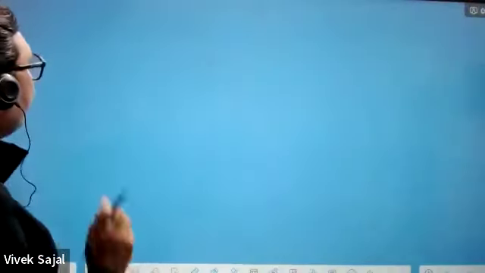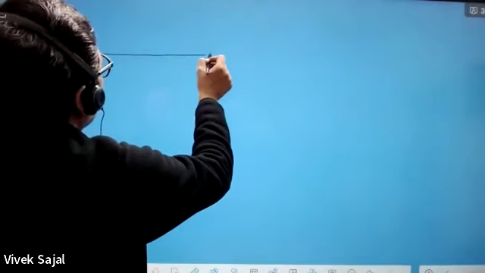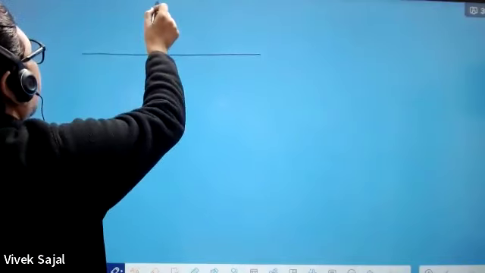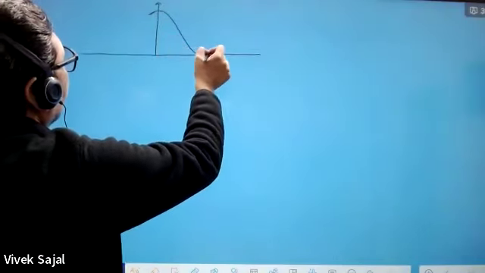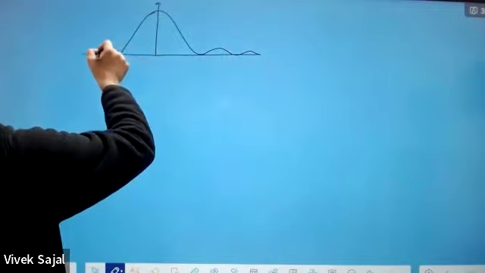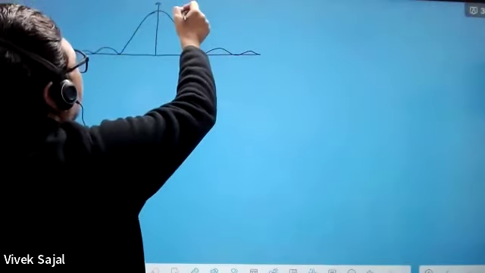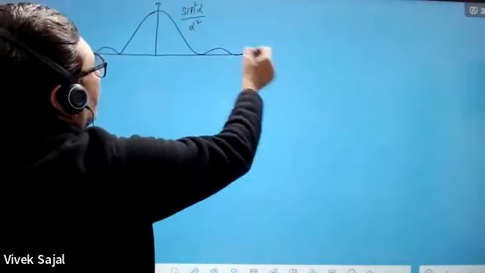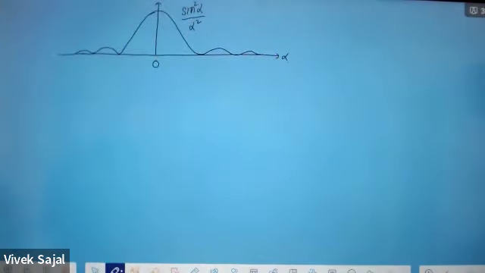Now, suppose diffraction is taking place at individual slits, then this type of pattern will be there. Okay? You're going to have this type of pattern if diffraction due to individual slits is taking place. So this is the plot of sine squared alpha upon alpha squared as a function of angle or alpha. This type of pattern you are going to get.